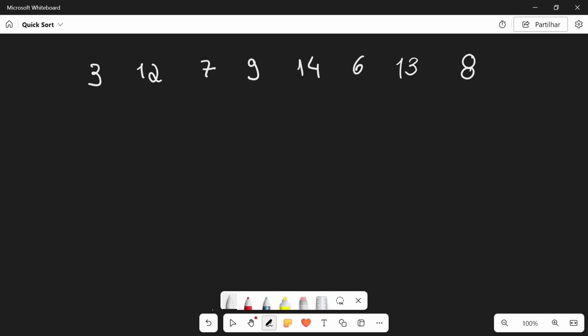So I'm going to sort this array right here using the quicksort algorithm. The first step is to choose a pivot. Now I'm going to choose 8 here as my pivot, and I'm going to leave it at the far right of my array. Then I'm going to take the rest of the array and put the elements that are smaller than our pivot on the left of the array and the elements that are greater than our pivot on the right of the array.